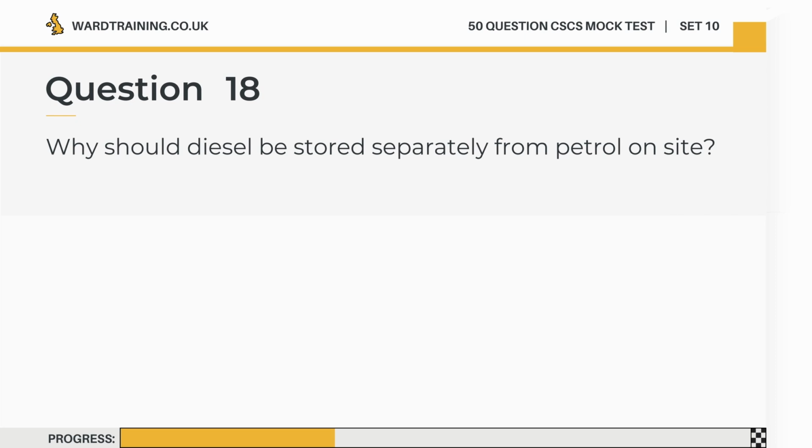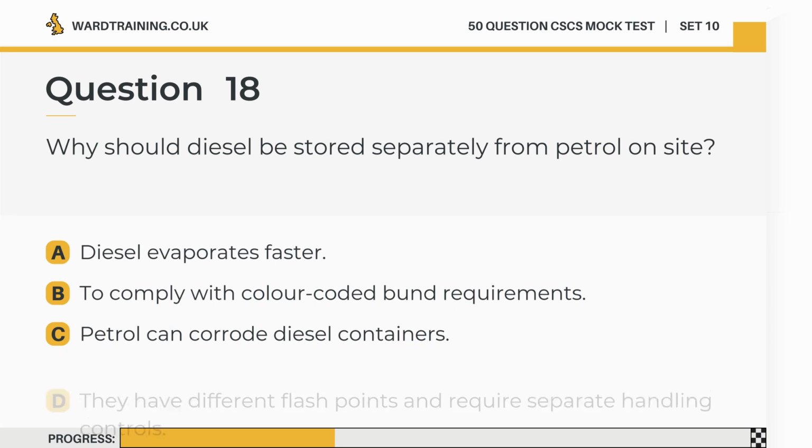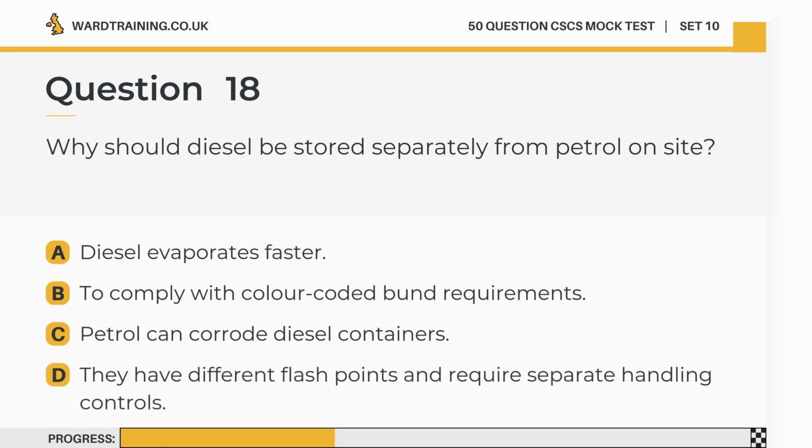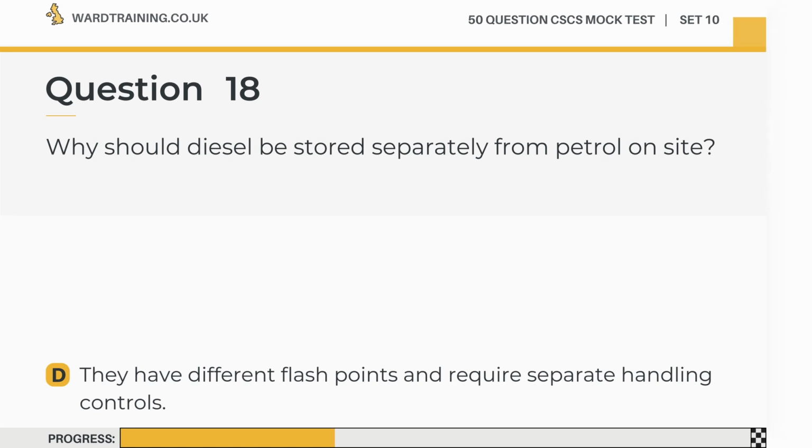Question 18. Why should diesel be stored separately from petrol on site? A. Diesel evaporates faster. B. To comply with color-coded bund requirements. C. Petrol can corrode diesel containers. D. They have different flash points and require separate handling controls. The correct answer is D. They have different flash points and require separate handling controls.